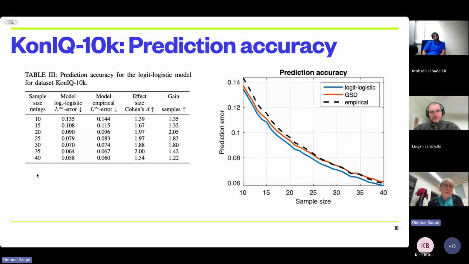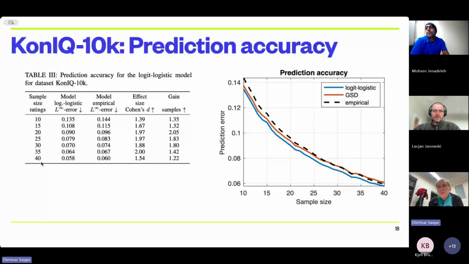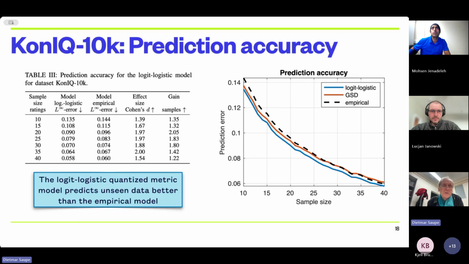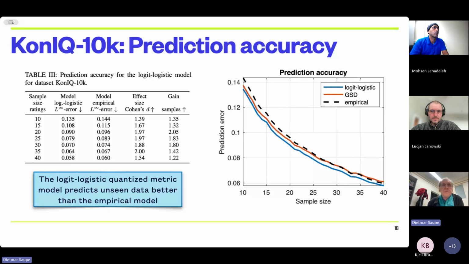Of course, as we increase the sample size here up to 40, the gain will diminish at the end. Of course, the fundamental theorem of statistics takes over, and all the gains will go to 0. This only has an effect for the smaller sample sizes. But this is just the range where we operate. BT.500 says, take 15, 20, 25, maybe 30 ratings per stimulus, and then that's it. Okay, so here the logistic quantized metric model predicts unseen data better than the empirical model.